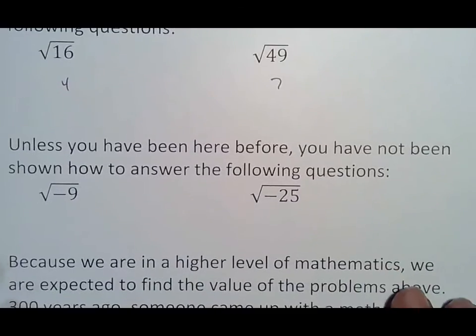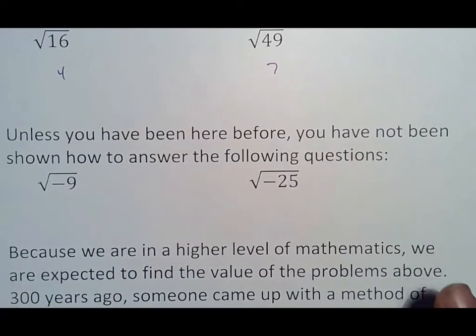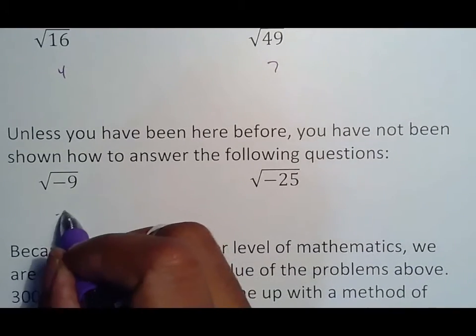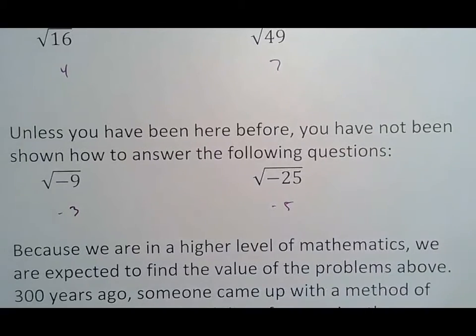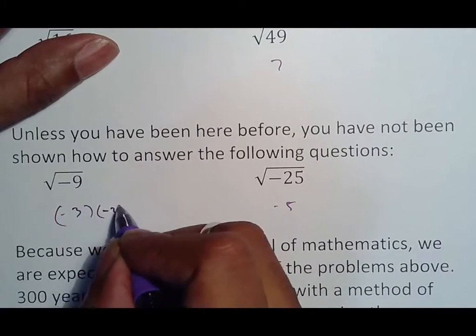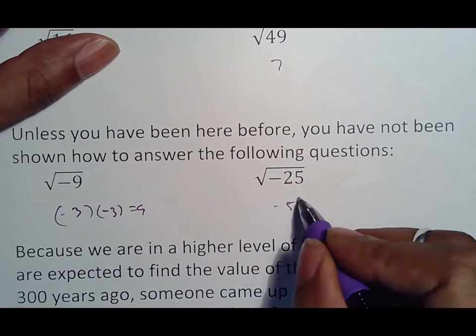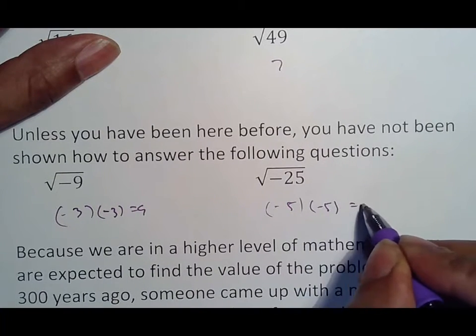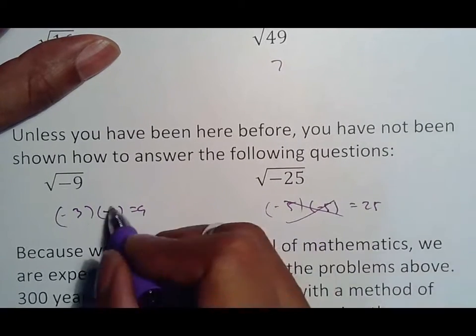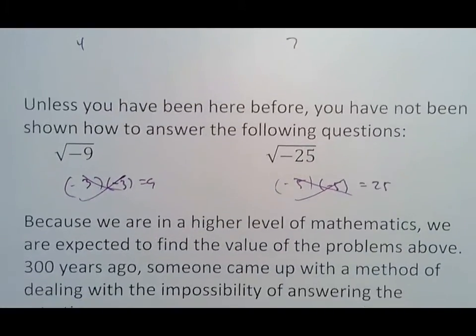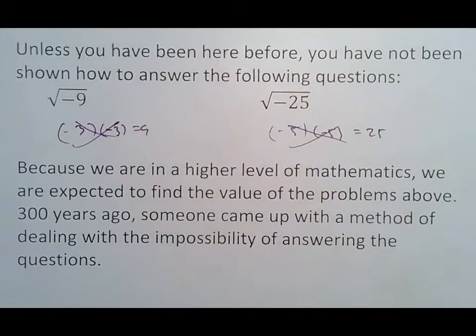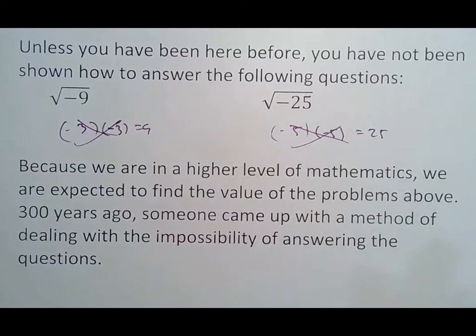Unless you've been here before, you have not been shown how to answer the following questions, because our first idea is to say negative 3 and negative 5. But what is negative 3 times negative 3? It is actually a positive 9, just like negative 5 times negative 5 is actually a positive 25. So those are not the answers we are looking for. Because we're in a higher level of mathematics, we are expected to find the value of the problems above.